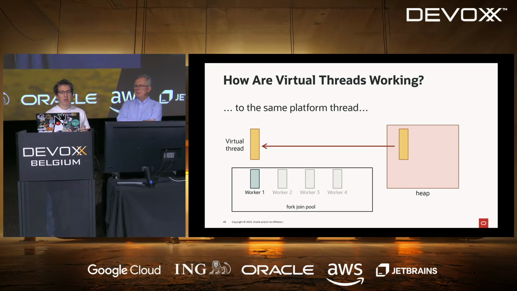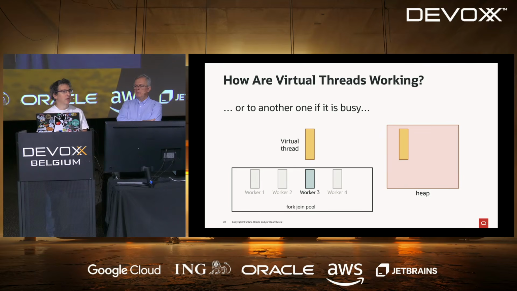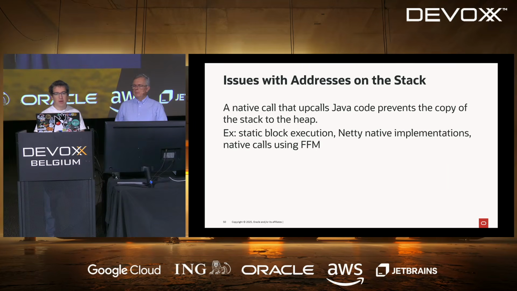But if that platform thread is already used by a virtual thread, it can come back on another one. So technically, this is not exactly how it works because the implementation tries to avoid doing a lot of copying. So you have quite extensive tricks to avoid doing a lot of copying and try to do some lazy copying of things. But conceptually, this is the model of how it works.